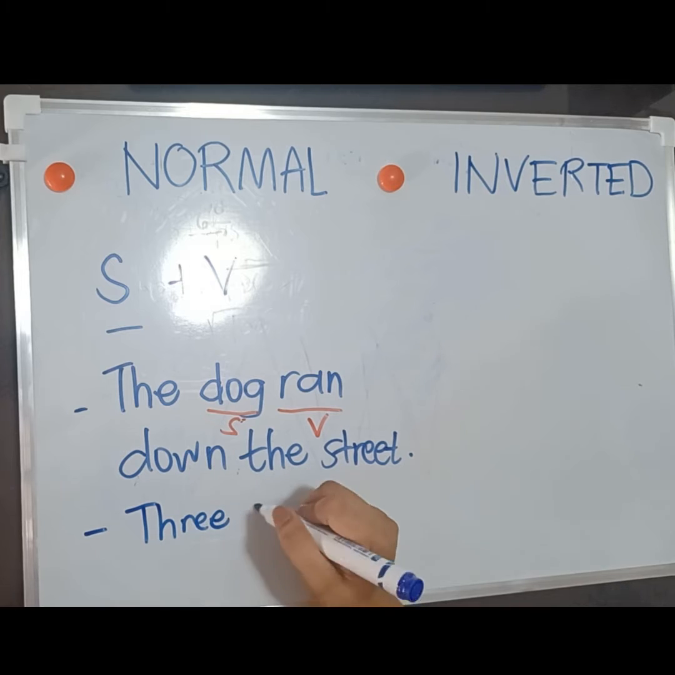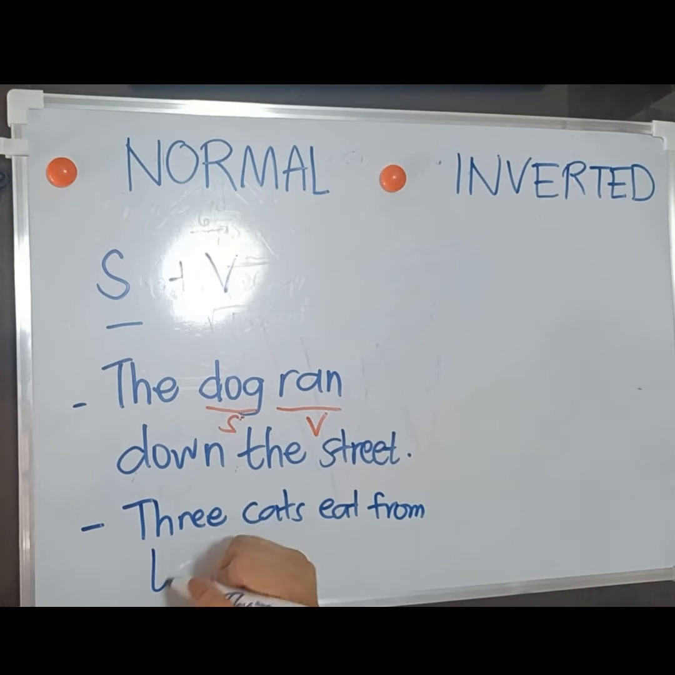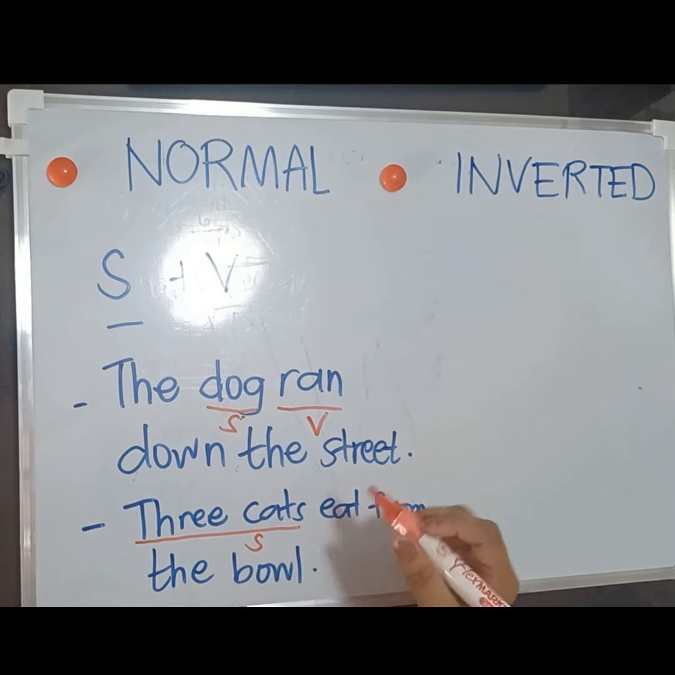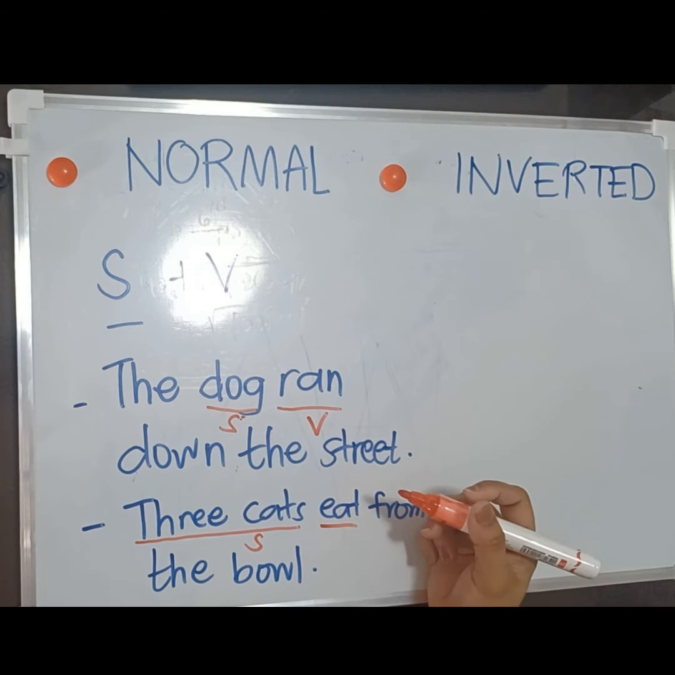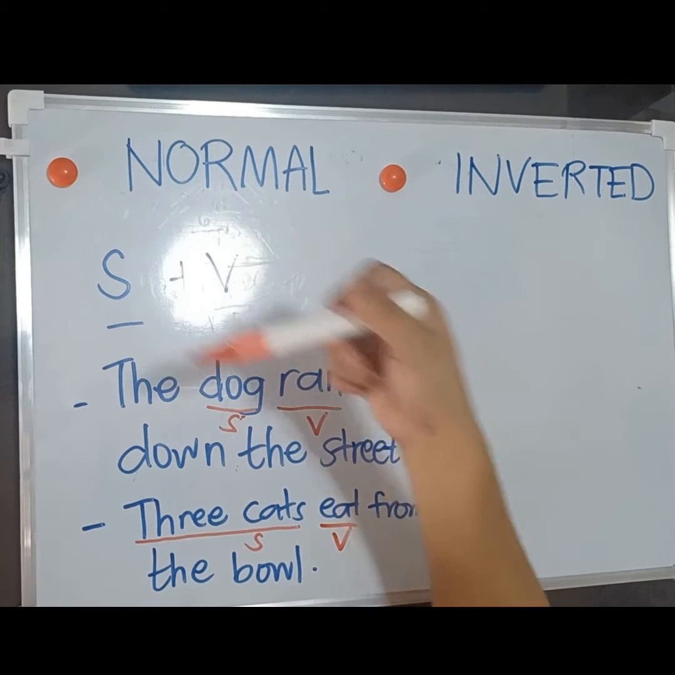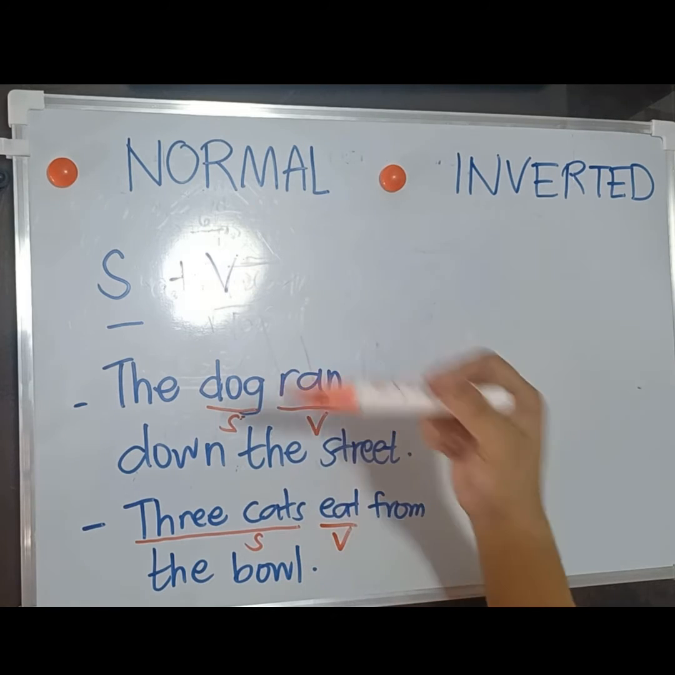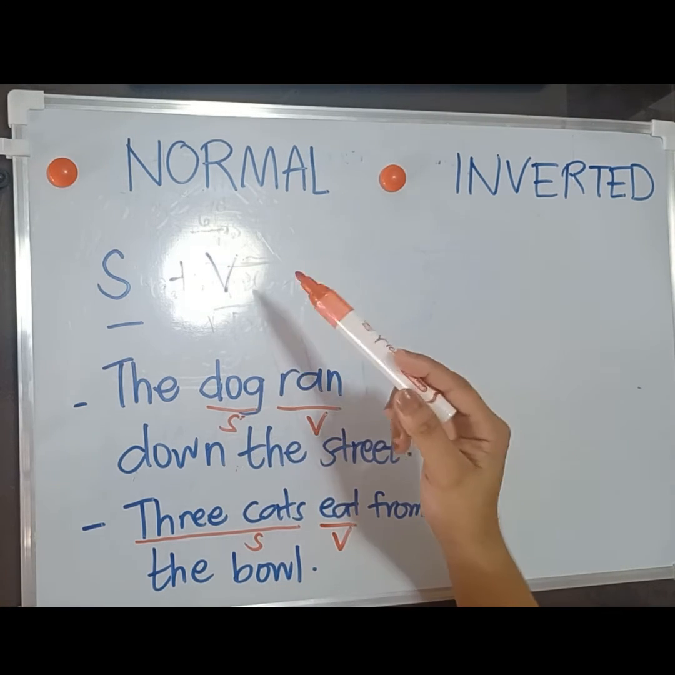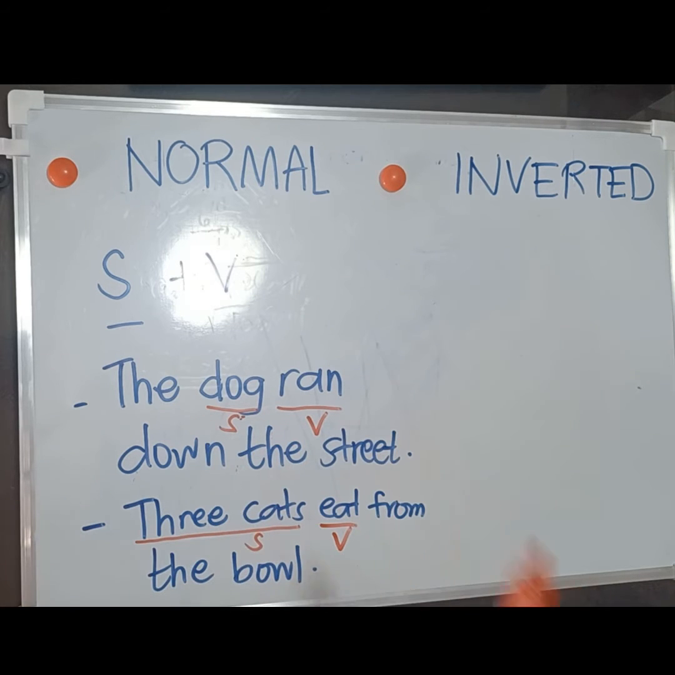Three cats eat from the bowl. What do you think is the subject here? Of course, you know the complete subject is the three cats. And eat is the verb. So it is the same normal word order in which the subject comes first before the verb. So again, the formula for a normal word order is subject plus verb.